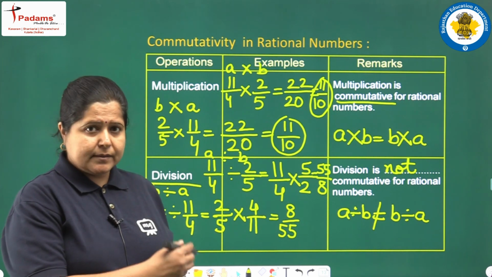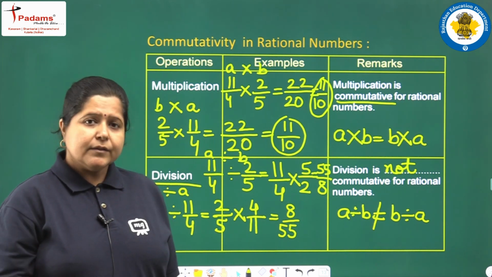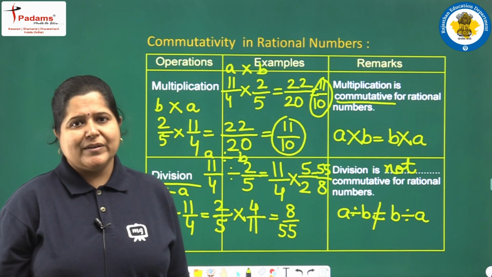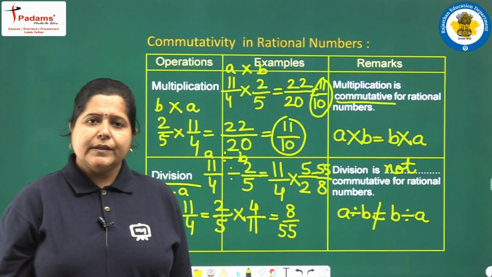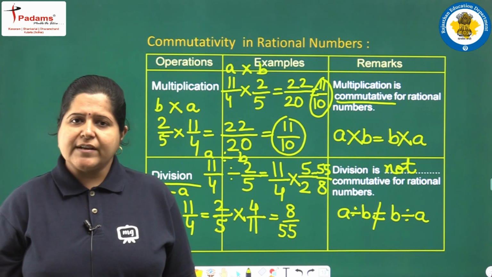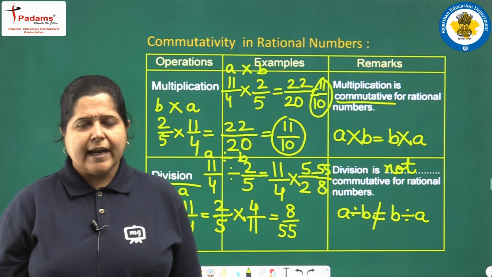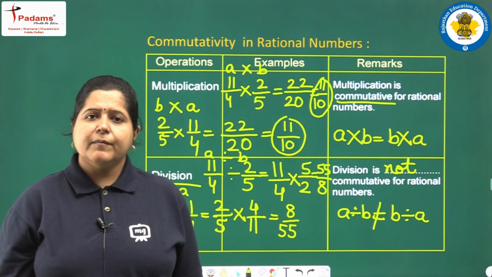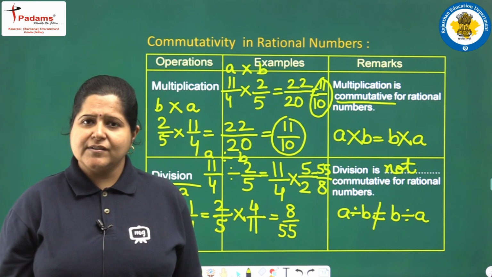You can make this table in your notebook and do it with your own examples. Take your own examples, create your own questions. In this video, we discussed two properties of rational numbers. One is closure and the other one is commutativity. In our next video, we will be taking further properties of rational numbers.